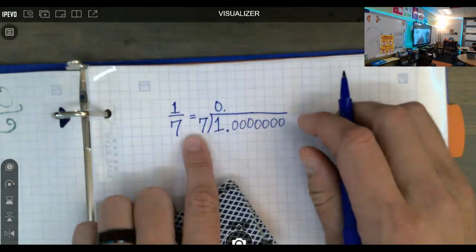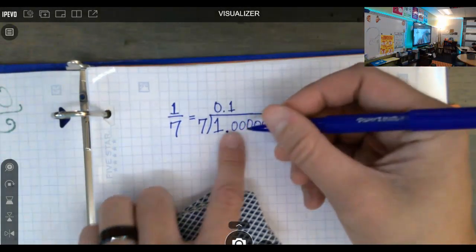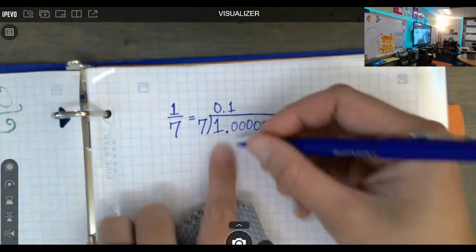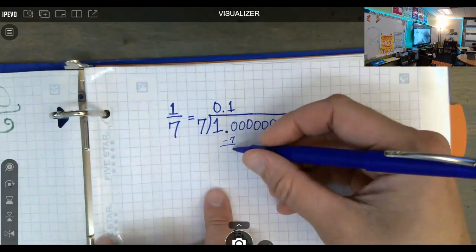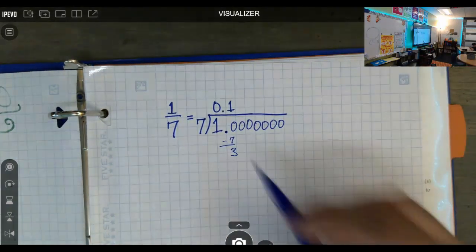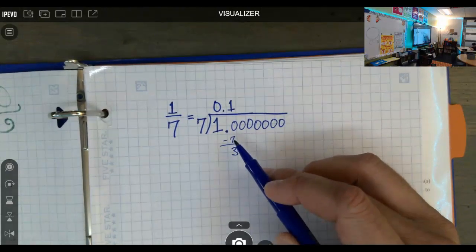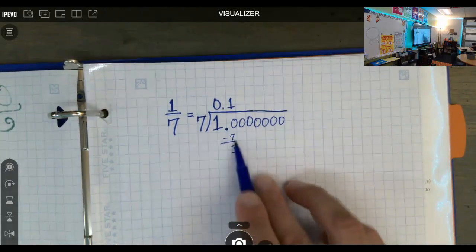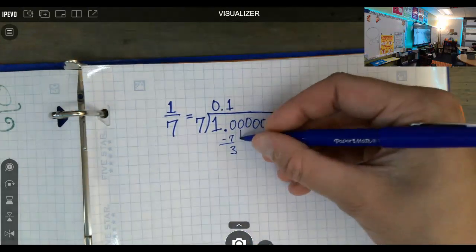So how many times can 7 go into 10? 1. And now we're acting like this is 10, so we subtract 7 from it, and we get what? Every time we've done the subtraction, we also do what, Sophia? Bring down a 0.